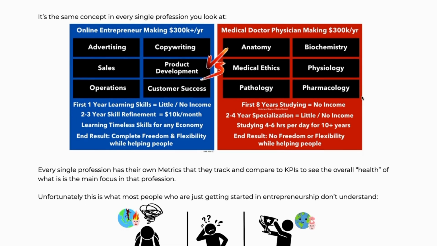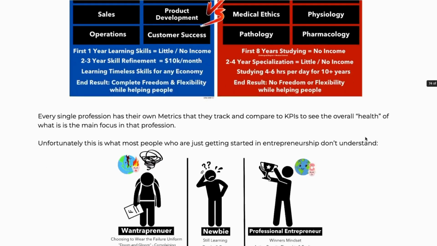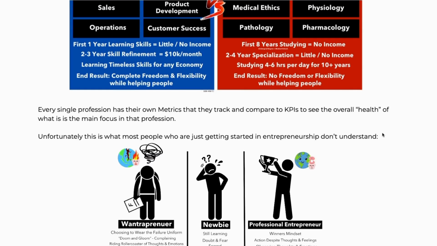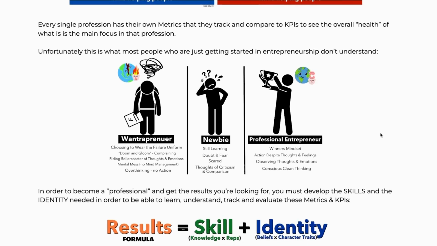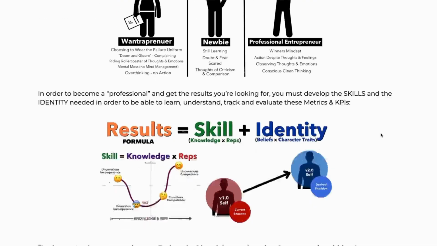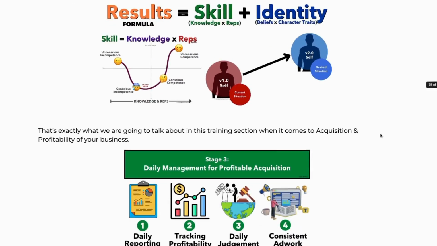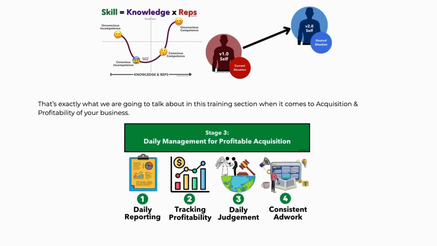Now, unfortunately, most people who are just entrepreneurs or just getting started in entrepreneurship don't understand that this entire game is extremely scientific, extremely precise, extremely quantifiable. So in order to become that professional who can get the results that are necessary, it's obviously going to be important for you to have your eyes open to this fact. That's exactly what we're talking about here when we talk about acquisition and profitability of your business: your body has systems, and you got to look at the overall health of your body via these metrics and these KPIs. We're doing the same thing with your business as well.